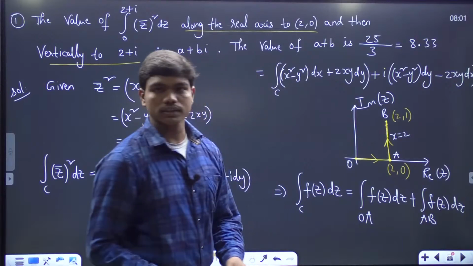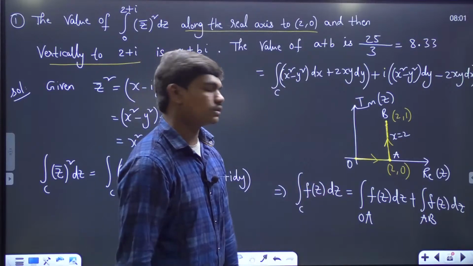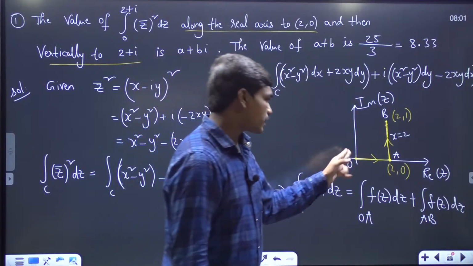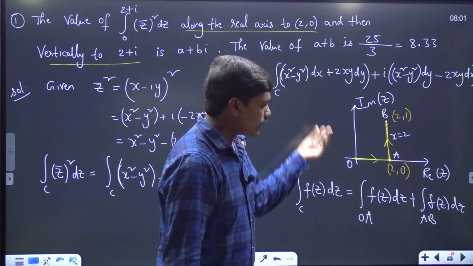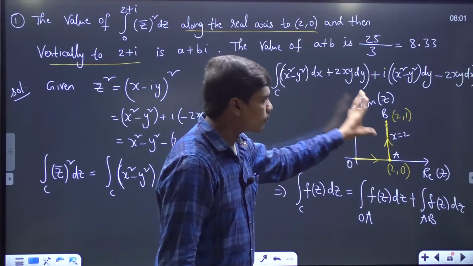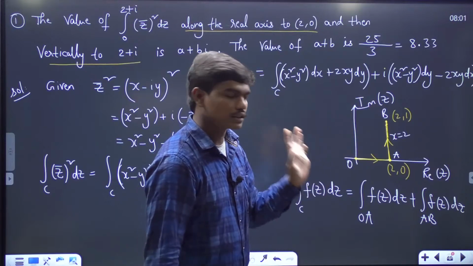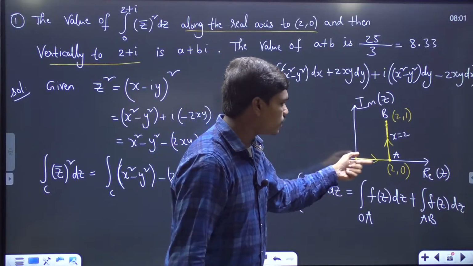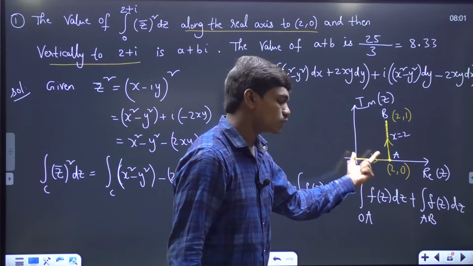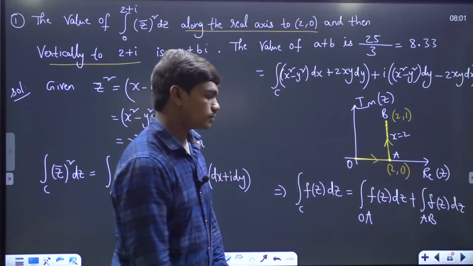So did you all understand this? It's a simple integration based on the geometry. But I want to show you why along path OA I am taking y as 0 and along path AB I am taking x as 2 as a constant. Because this is a line segment on the real axis, so y is equal to 0.